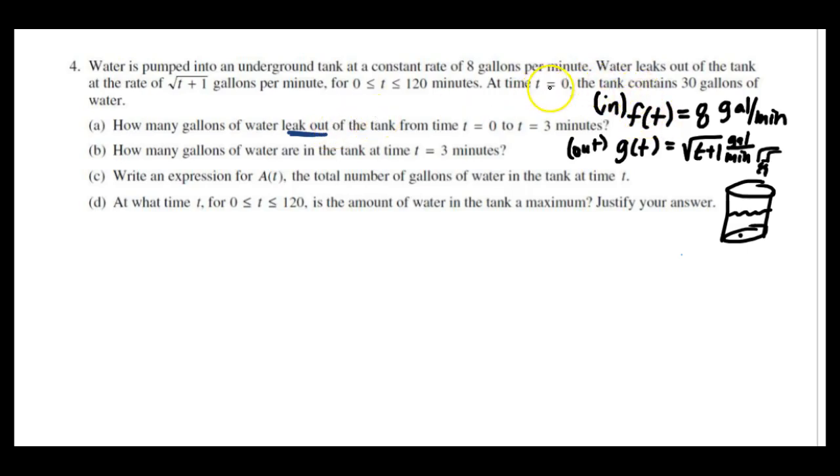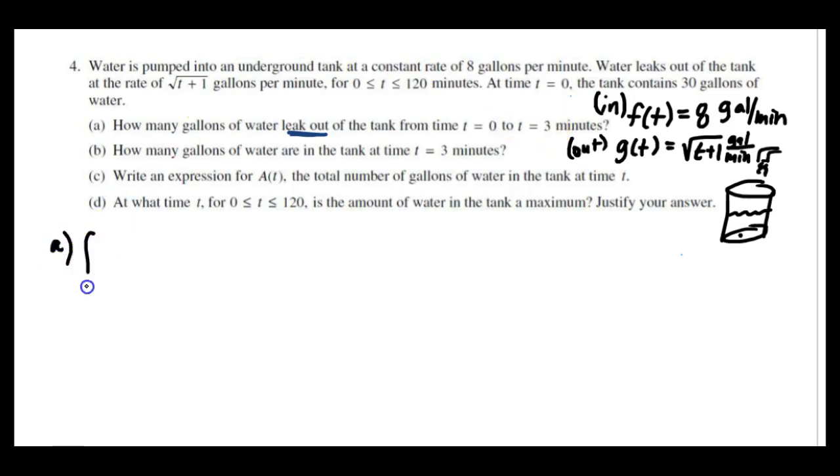Nor am I concerning myself with this quantity that at time 0 there was 30 gallons in the tank. We're not being asked anything about that fact. I just want to know how many gallons of water leak out of the tank between 0 and 3 minutes. So I have two times here, t equals 0 and t equals 3, and those are going to be the limits of integration, because I need to set up an integral for part A.